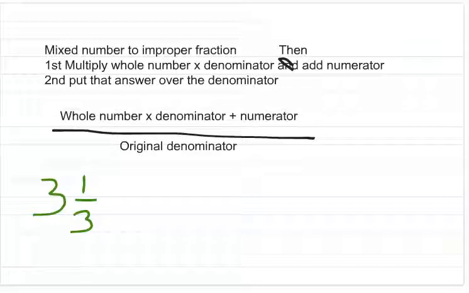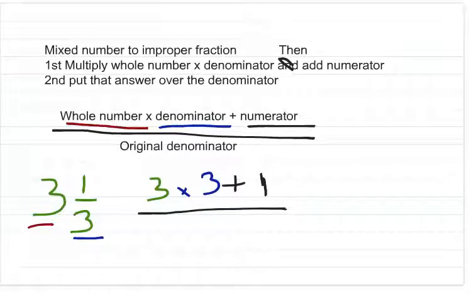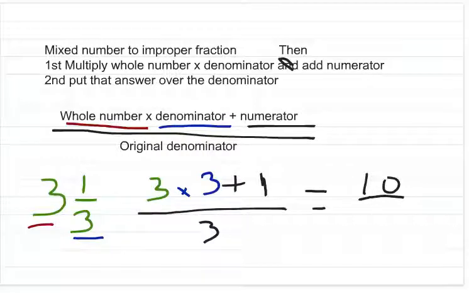Well, it tells me to put my whole number, 3, so whole number is red. So I put my whole number there, times my denominator, so times my denominator is blue, times the denominator, so 3 times 3, plus the numerator, which is 1, so plus 1, gives me, and then I'm going to put that all over 3, because that's my original denominator. So 3 times 3 is 9, plus 1 is 10, and then my original denominator is 3. Alright, so we got 10/3.